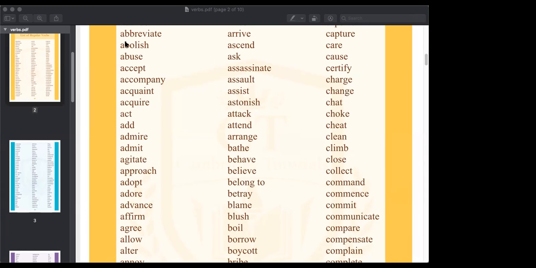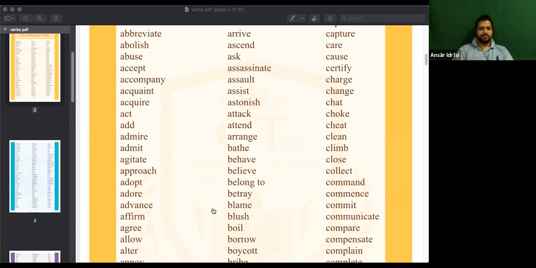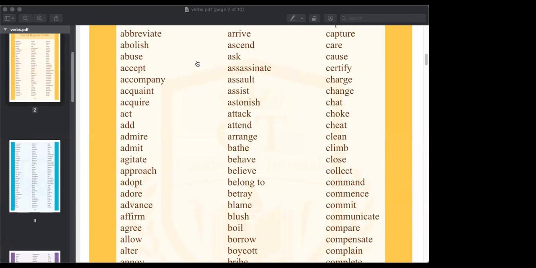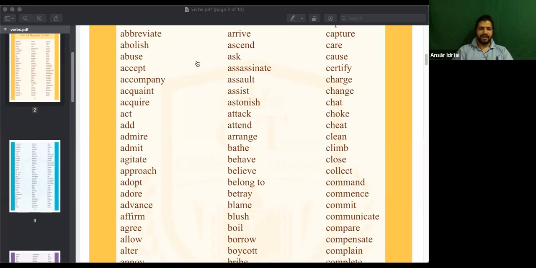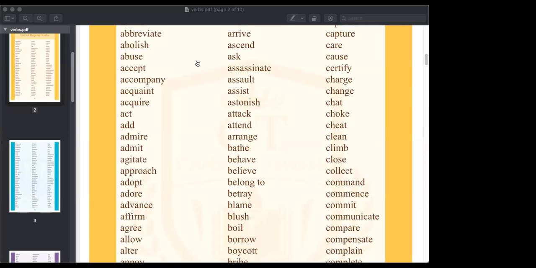He didn't used to admire. Admire. Next. She used to advise. She used to betray. Did she used to advise? Did she used to betray? She didn't used to advise. She didn't used to betray. Very good. Advise. Betray. Next. He used to adopt. Did he used to adopt? He didn't used to adopt.